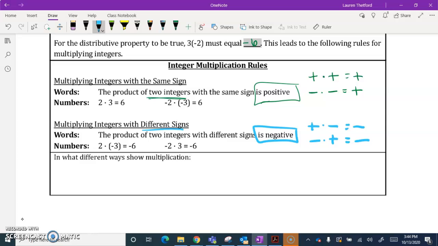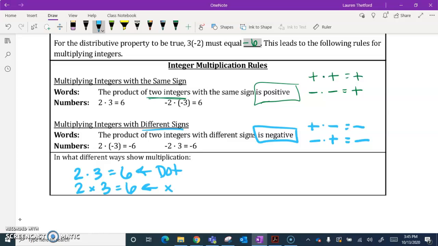When we have multiplication, we can show that in many different ways. One of those is the dot. For instance, like we did above, 2 times 3 equals 6. So we have the dot, and that means multiplication. We know that in elementary school we learned about the little x. So 2 times 3, which is 6, and that's just the little x method.